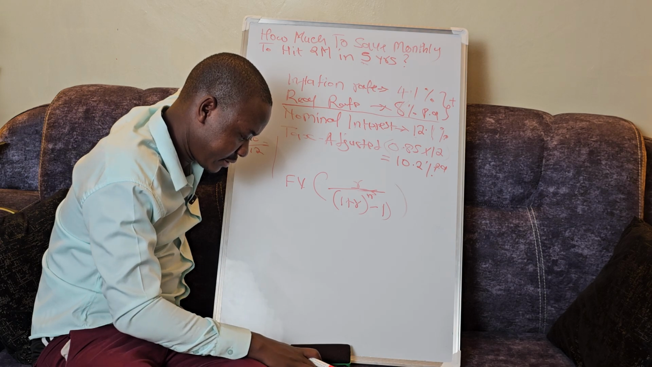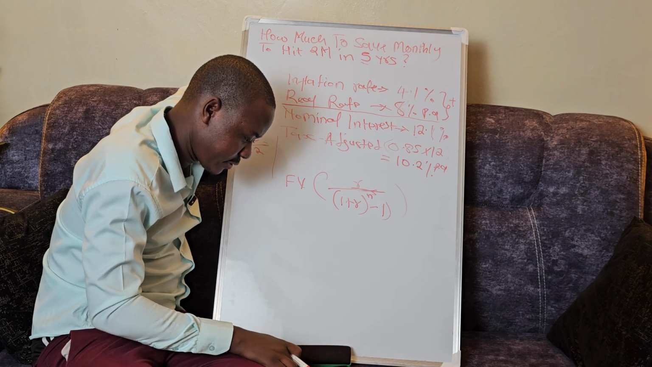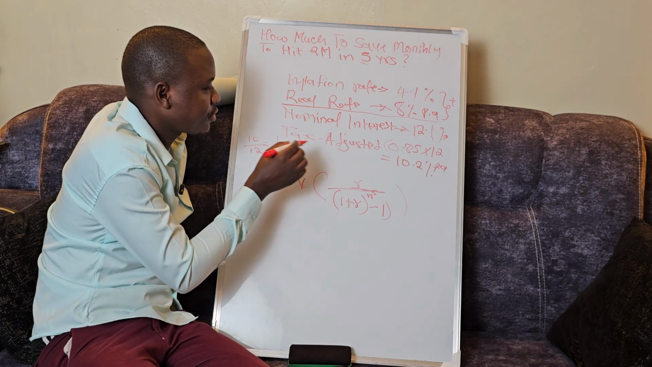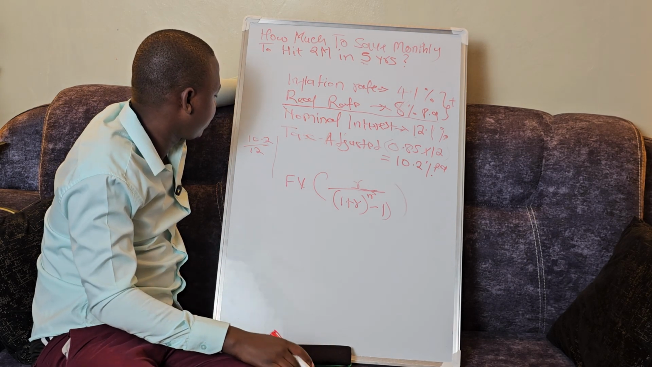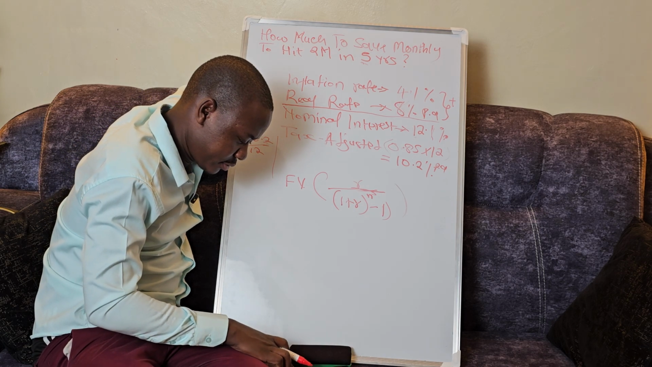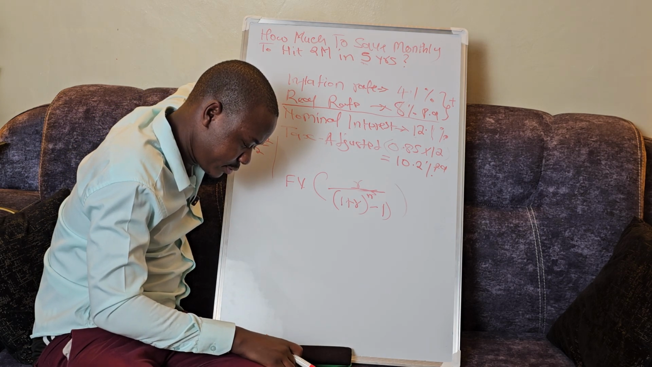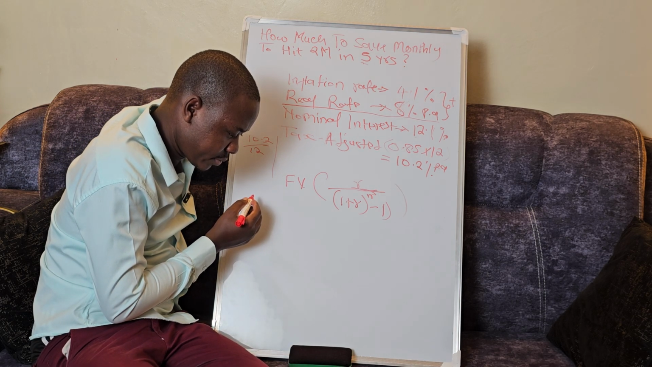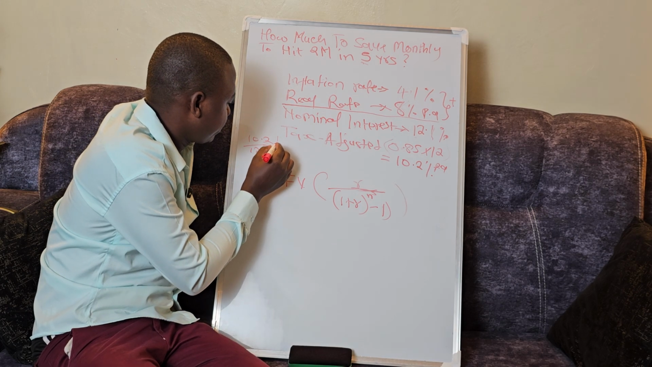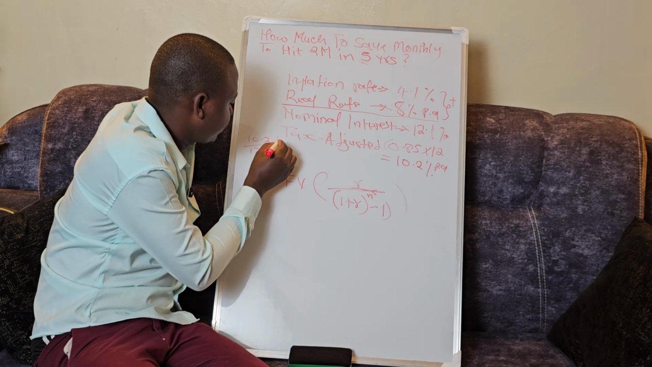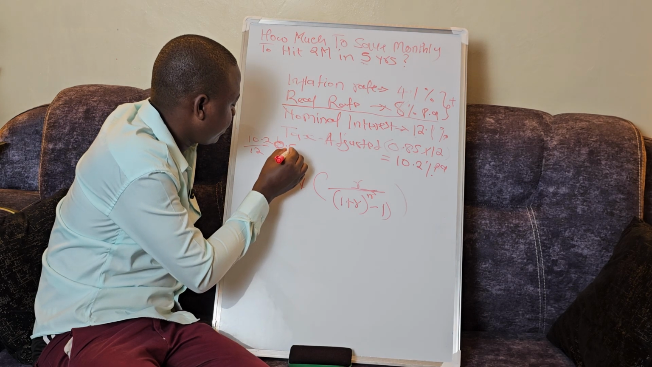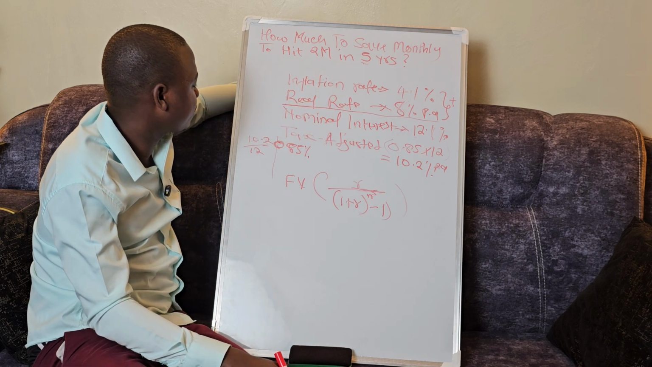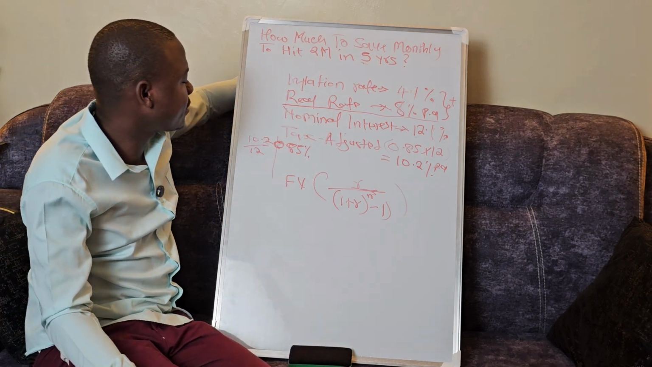10 divided by 12 is less than 1, so let me not ignore it. Let me use 10.2 divided by 12. I'm getting 0.85%. So this 0.85% is the monthly rate.